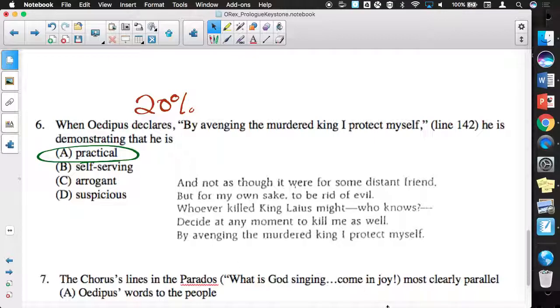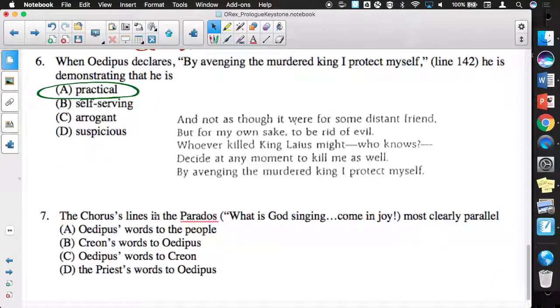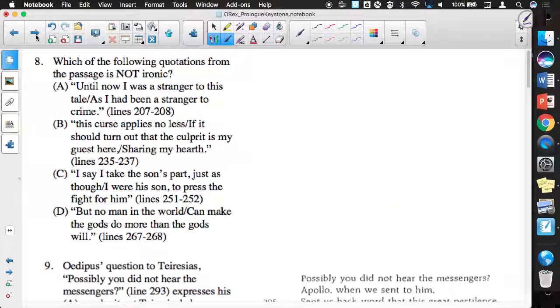And then number 7 down here at the bottom, the chorus lines most clearly parallel. This one ended up being D. I had that one. And then I circled something. Yeah. Try that after you answer number 8. It's not obviously B. This one's kind of a tricky question in a way. What did you say? Not obviously D. So you went D. The answer for this one ultimately ends up being D.